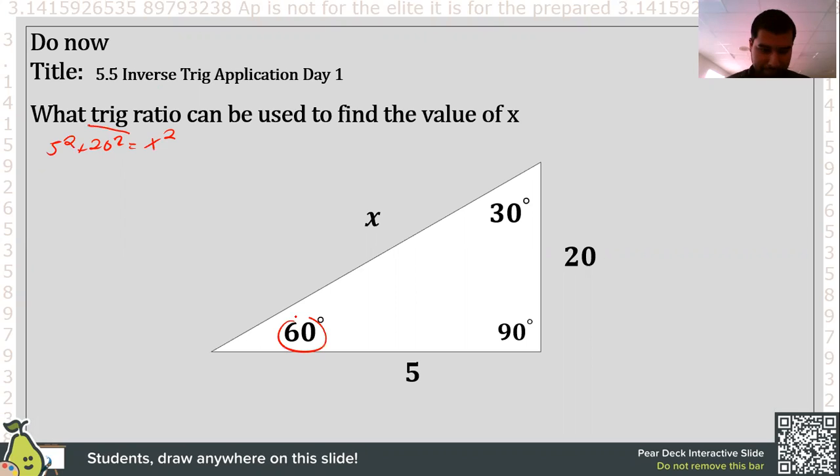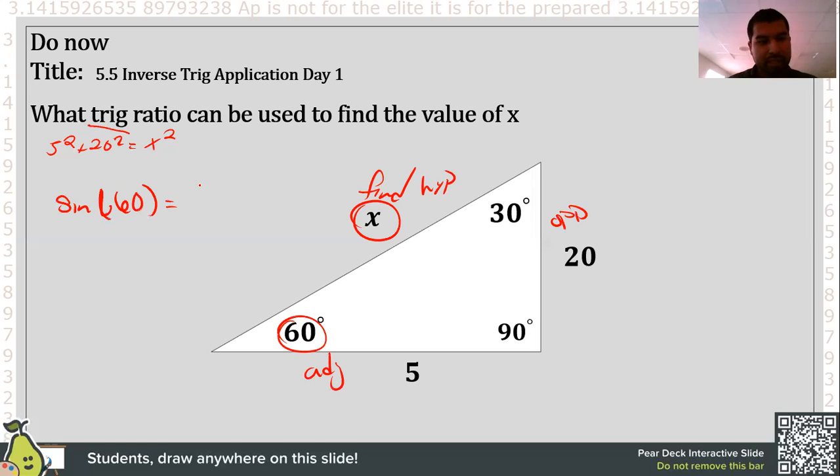So let's say we pick 60 degrees. This right here will be my adjacent side, this will be my opposite. Given that I want to find x, I need to be aware that I must be using the hypotenuse. So if I'm going to use 60, I have the option of saying sine of 60 degrees is equal to my 20, my opposite, over my hypotenuse. Or I can say cosine of 60 is equal to 5, my adjacent, over my x, my hypotenuse.